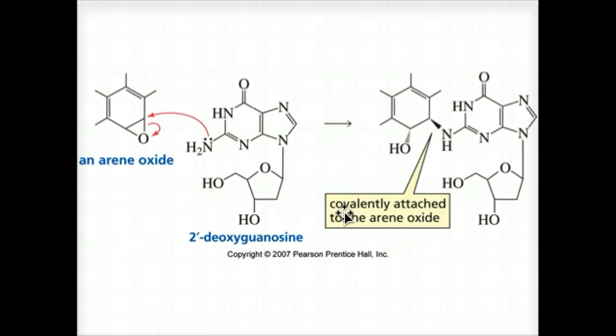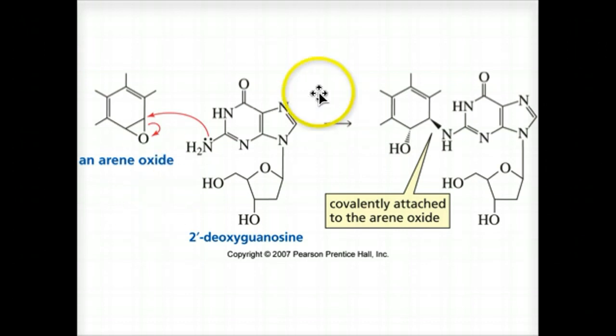Okay, let's look at why some aromatic hydrocarbons are carcinogenic. Some aromatic hydrocarbons, such as benzene, are carcinogenic because they are converted to arene oxides. If we had a benzene ring up here, and in the presence of cytochrome P450 and oxygen, we would form the arene oxide, as is illustrated on this slide.